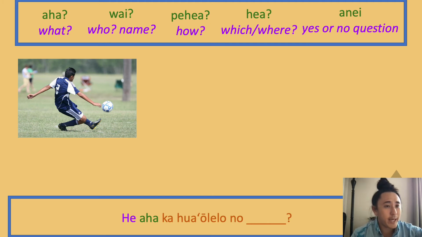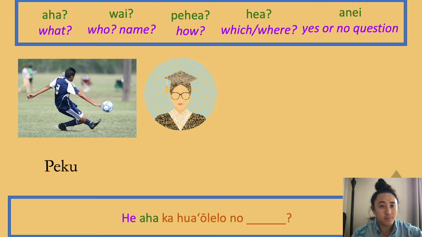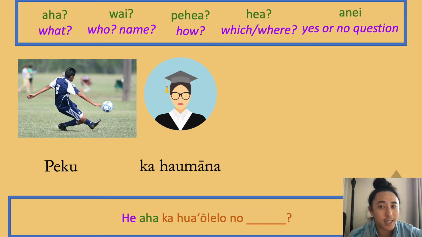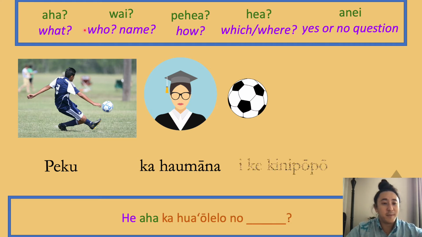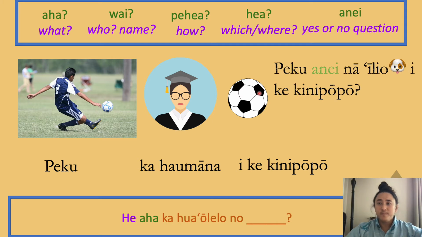Okay, ia peku. Peku kahaumana I ke aha. Maikai, peku kahaumana I ke kini pōpō. Maikai, pekua nei na I lio I ke kini pōpō.